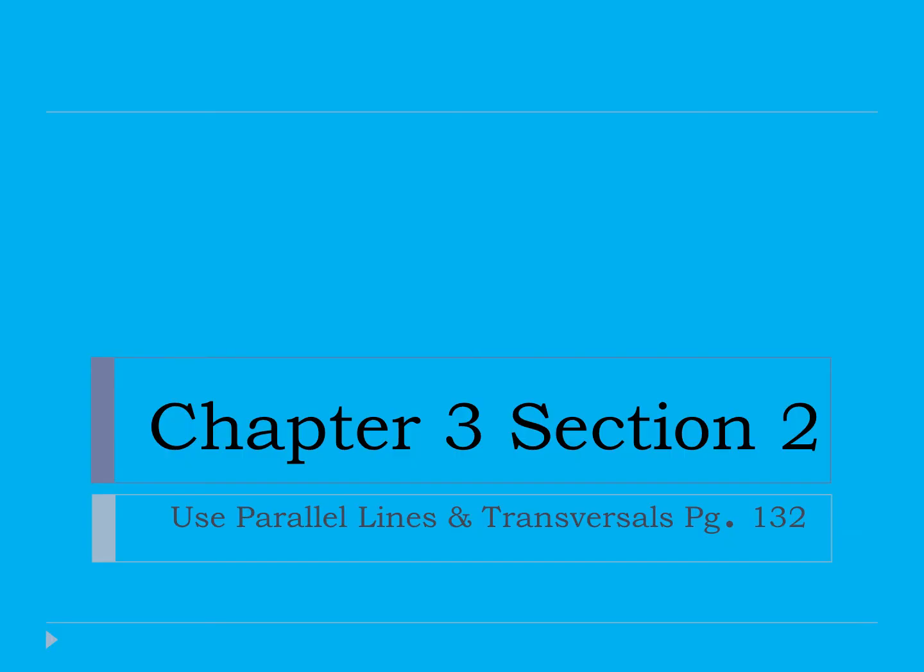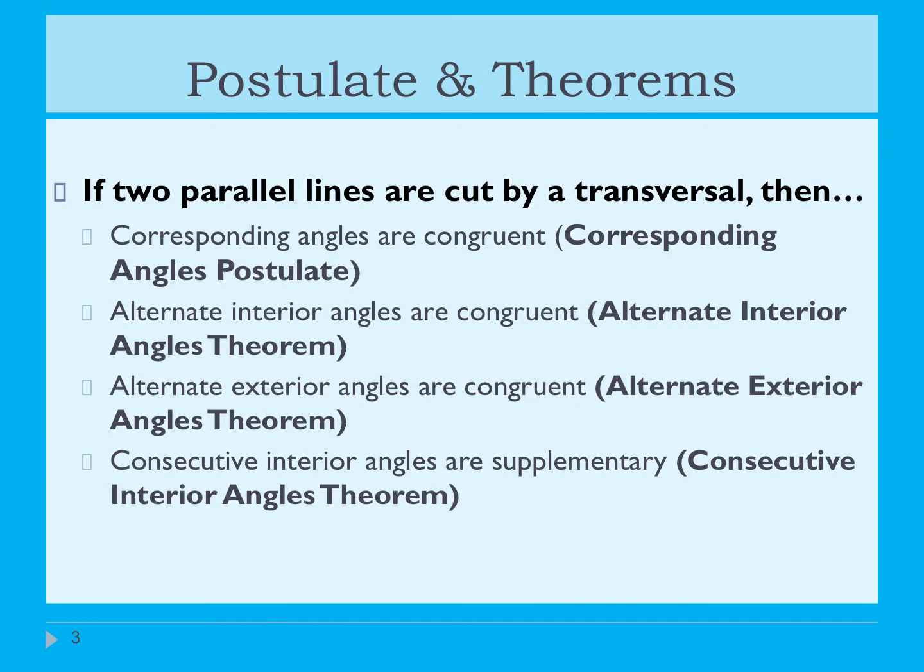If last lesson was good for you, this one's going to be even easier, okay? Use parallel lines and transversals. All the lines that we're looking at today are going to be parallel lines cut by a transversal. When this happens, it's a very specific scenario, but a bunch of congruence occurs. We get 4 theorems right off the bat. Corresponding angles become congruent. Alternate interior angles become congruent. Alternate exterior angles become congruent. And your consecutive interior angles are supplementary. You have 1 postulate and 3 theorems because of it. The only one that's a postulate is the corresponding angles postulate. The rest of them are theorems.